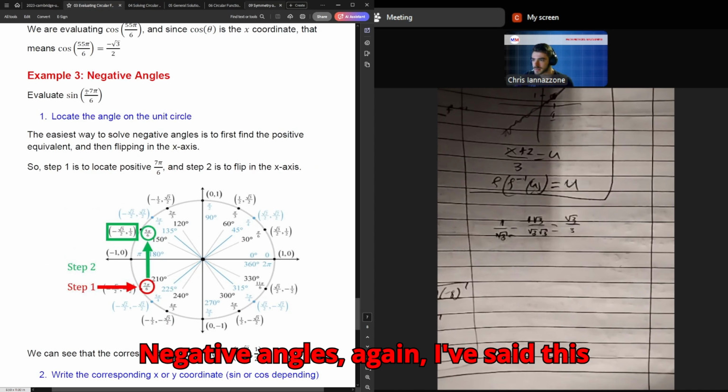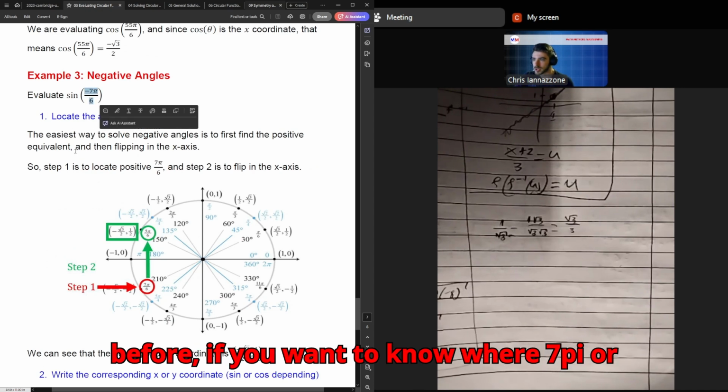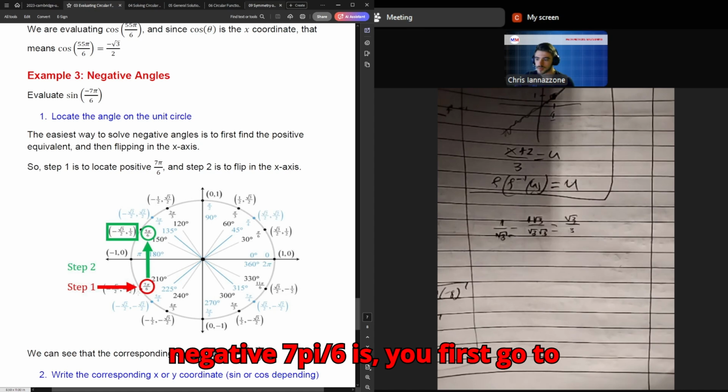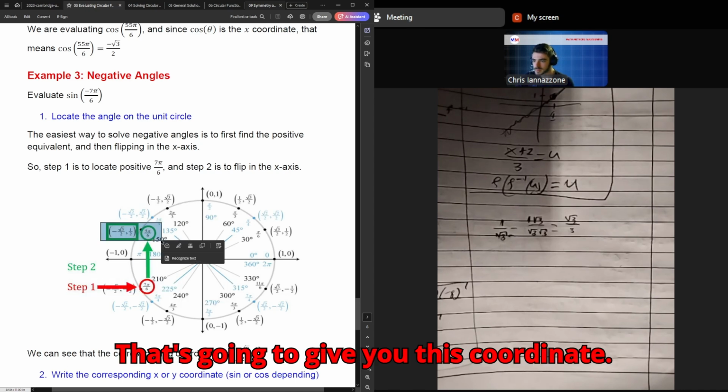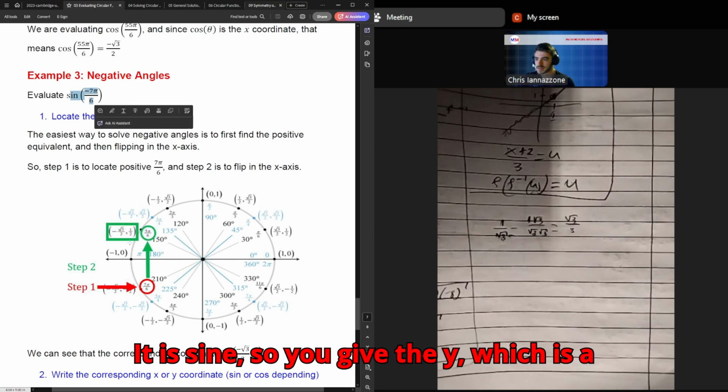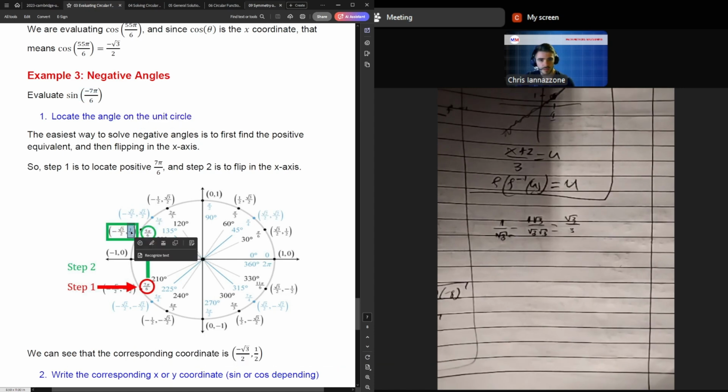Negative angles, again, I've said this before, if you want to know where negative 7 pi over 6 is, you first go to 7 pi over 6 and then you flip vertically. That's going to give you this coordinate. It is sine, so you give the y, which is a half.